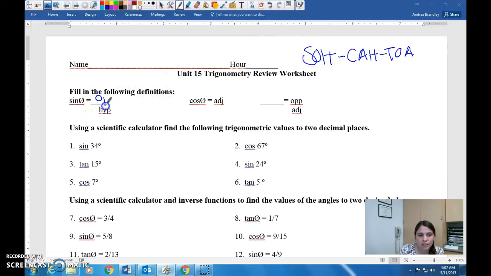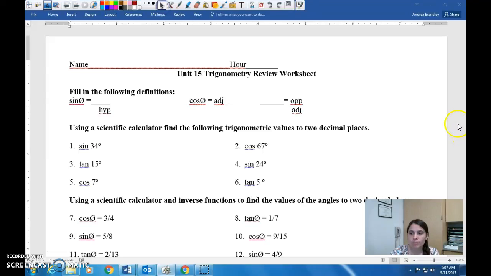So right here I'm missing the opposite over hypotenuse. And then cosine is adjacent over hypotenuse, so I'm missing the hypotenuse. And then tangent is opposite over adjacent, so this is tangent. So these are very critical in solving the rest of the problems throughout this worksheet.